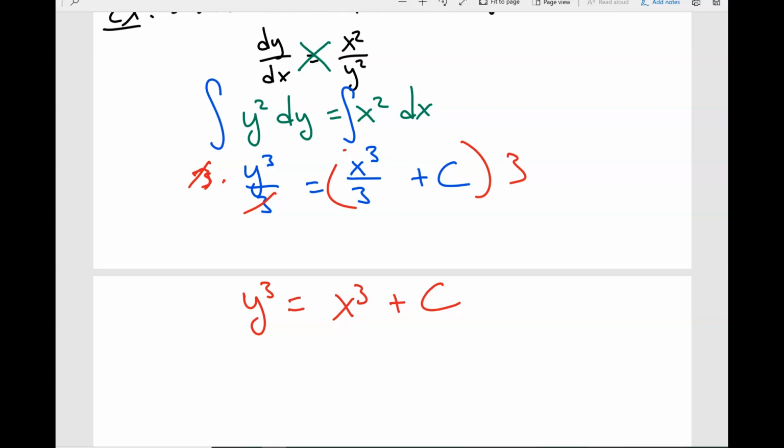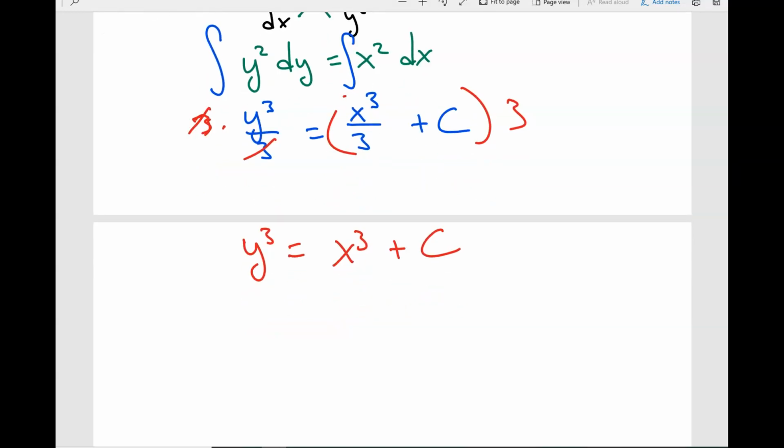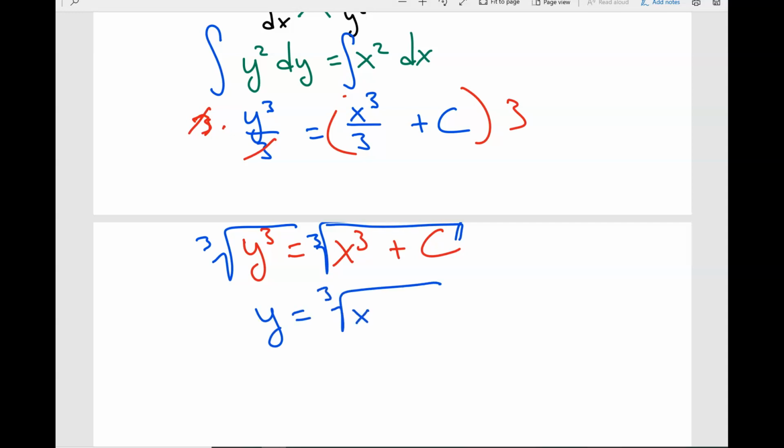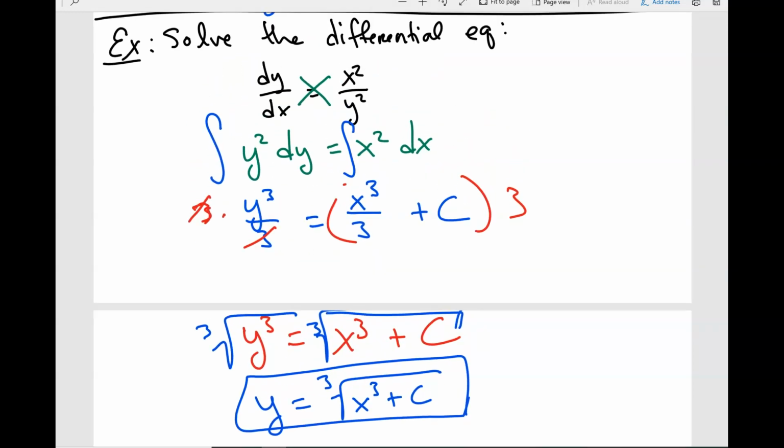Okay. And now finally, what we want to do is get rid of that 3 in the power. So I'm going to cube root both sides. So I'm going to have y is equal to the cube root of x cubed plus c. And that is going to be my solution. To check my work, just take the derivative of this and plug it back in here, and you should be able to get x squared over y squared.